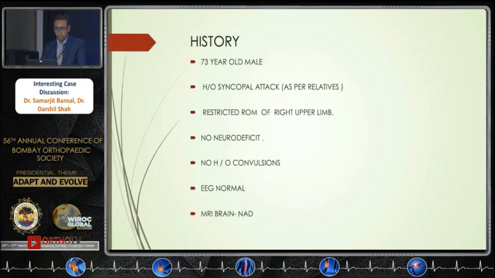So the patient came, a 73-year-old male with a history of syncopal attack, as told by the relatives. He came with a restricted range of motion of the right upper limb. Since the patient was having hypertension and there was suspicion of stroke, a neurological opinion was sought, but there was no neuro deficit. There was no history of any convulsions either. They did the EEG, which was found to be normal. MRI didn't show any abnormality.